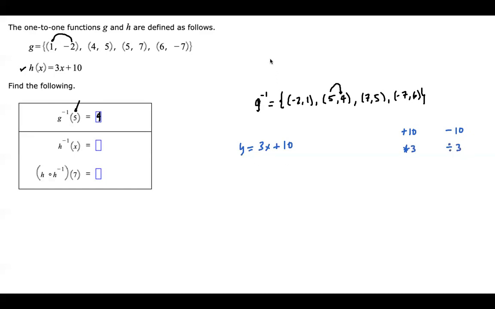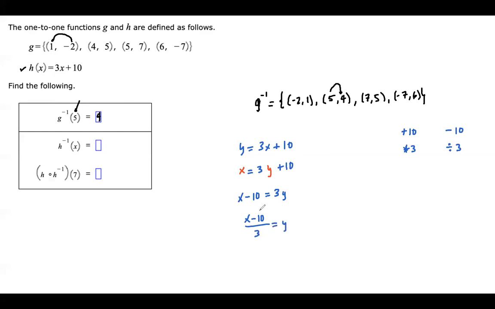So the first step is to ask x and y to switch places. So x and y will switch their positions and everything else will stay the same. And now you will solve for y. So that means that you're going to end up with x minus 10. You're going to subtract 10 from both sides. This is equal to 3y. And then you're going to divide both sides by 3. You're going to end up with x minus 10 divided by 3.